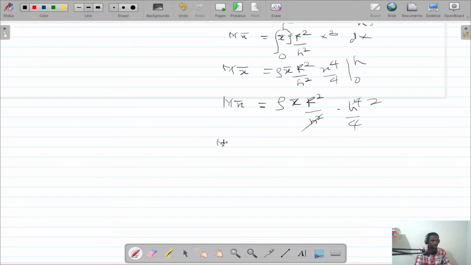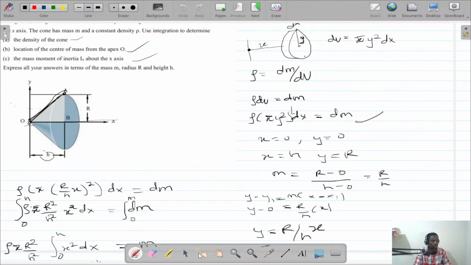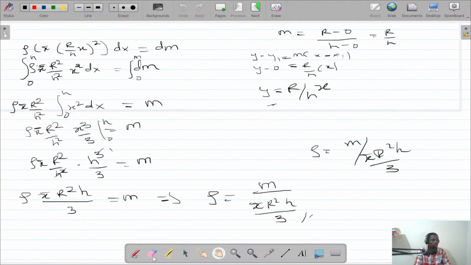So you have m equal to rho pi r squared h squared all over 4. All right, now from our previous, we said what? Rho is equal to this term here, m over pi r squared h over 3.